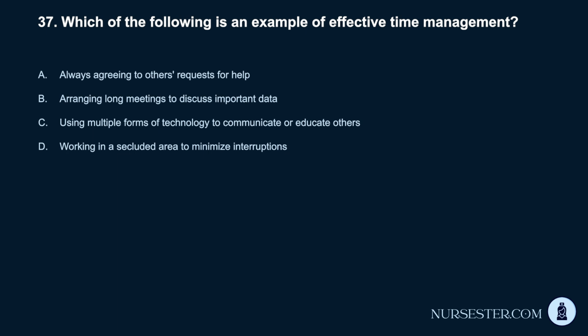37. Which of the following is an example of effective time management? A. Always agreeing to others' requests for help. B. Arranging long meetings to discuss important data. C. Using multiple forms of technology to communicate or educate others. D. Working in a secluded area to minimize interruptions. Correct answer: D. Working in a secluded area to minimize interruptions.